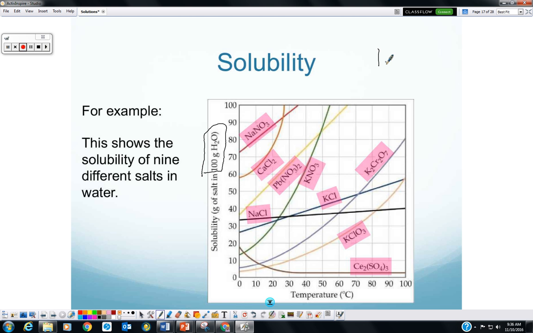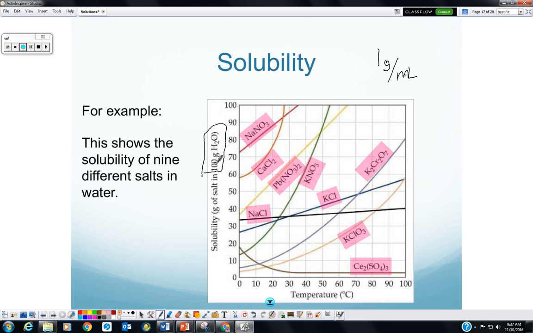All right, so let me say it like this. If the density of water is 1 gram per milliliter at standard pressure, and we had 100 grams of water, how many milliliters of water would we have? 100. So basically what this is saying is we have X number of grams of any salt that is dissolved in 100 milliliters of water.